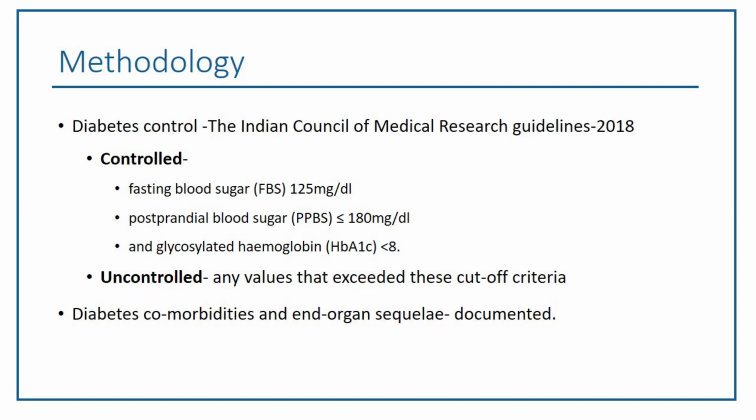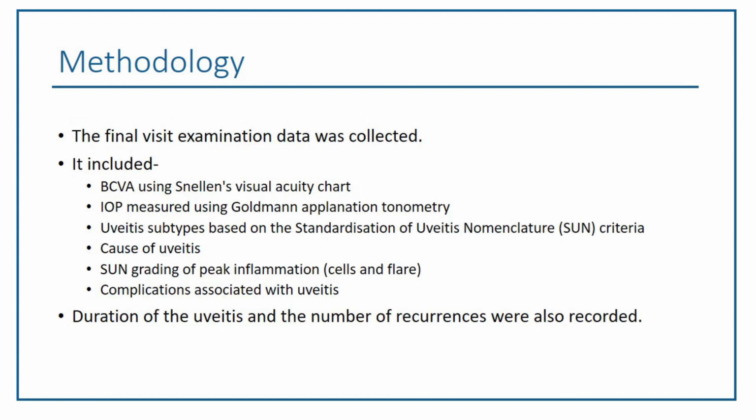The diabetes control was graded based on the Indian Council of Medical Research guidelines from 2018. Control was defined as a fasting blood glucose of less than 125 milligram per deciliter, postprandial blood sugar of less than 180, and glycosylated hemoglobin of less than 8. Any values exceeding these cutoff criteria were considered as uncontrolled. We also included data regarding diabetic comorbidities and end organ sequelae in these patients.